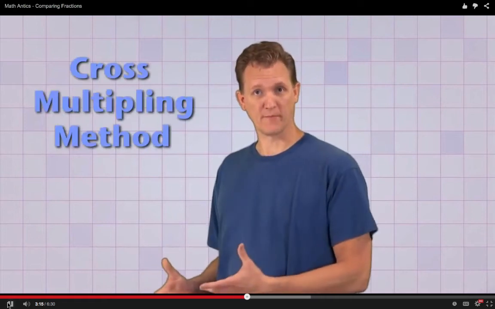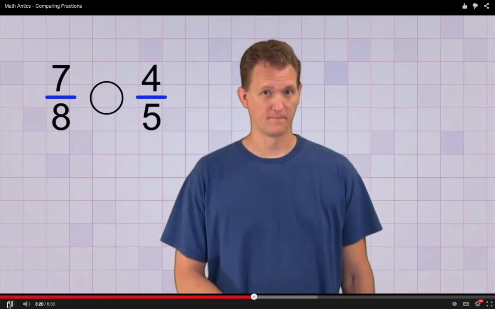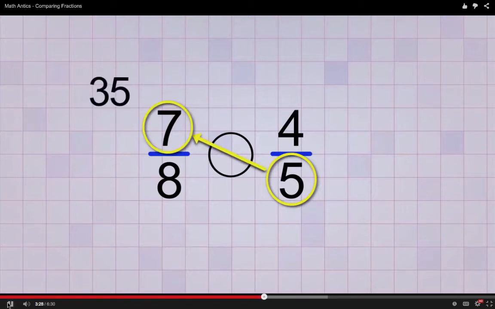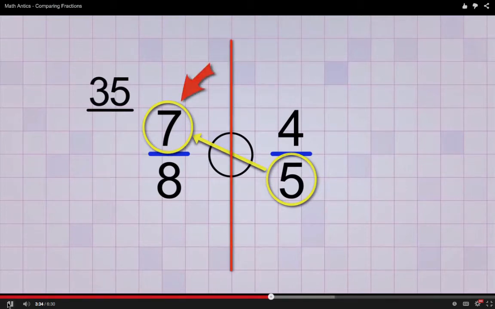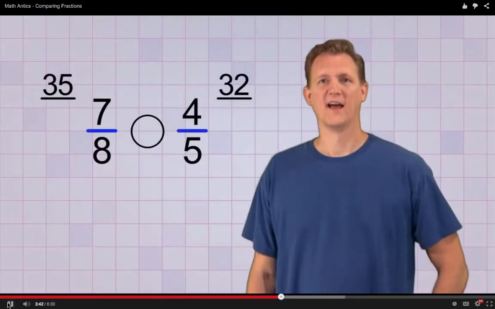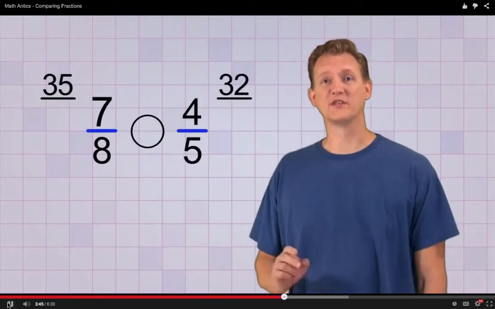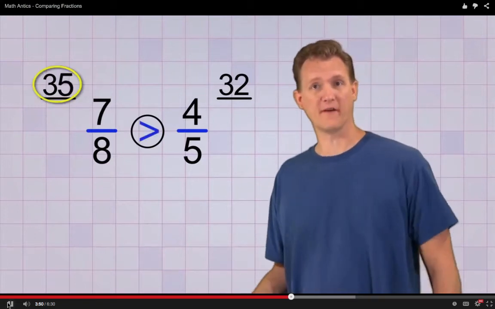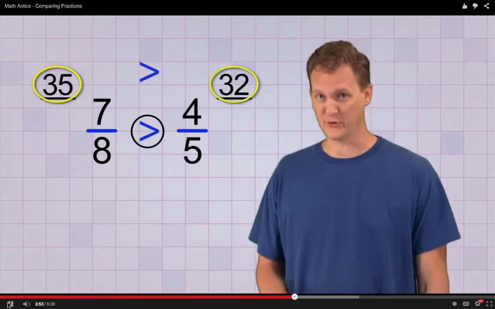Let's try this cross-multiplying method on an example or two. Let's compare the fractions 7 over 8 and 4 over 5. We start by multiplying the second fraction's bottom number, 5, by the first fraction's top number, 7. And that gives us 35 for the new top number on this side. You'll always keep the answer on the side of the top number that you multiplied. Now for the other side. The bottom number, 8, times the top number, 4, gives us 32 for its new top number. Aha! Now it's easy to see that the fraction 7 over 8 is greater than the fraction 4 over 5 because its new top number, 35, is greater than the other new top number, 32.